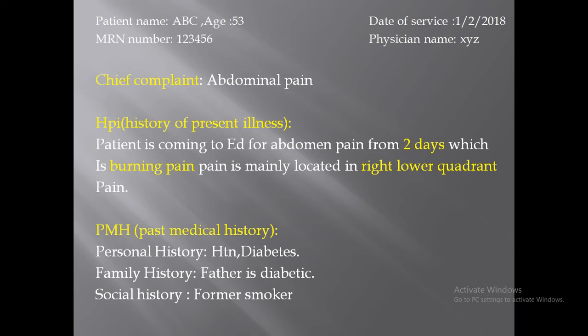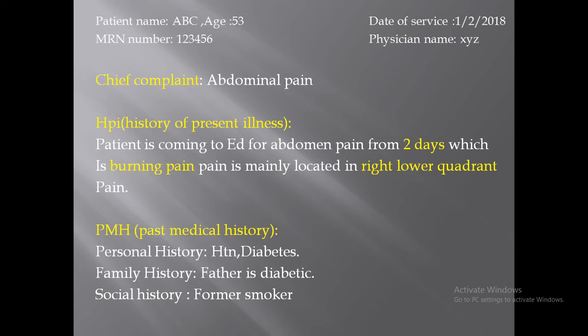Then coming to the past medical history. In this past medical history, three things are covered: personal history, family history, social history. Personal history is nothing but the patient's chronic conditions, like hypertension, diabetes. These are also coded along with the final diagnosis based on the client guidelines, because these are chronic conditions. And personal history is only the patient's own condition.